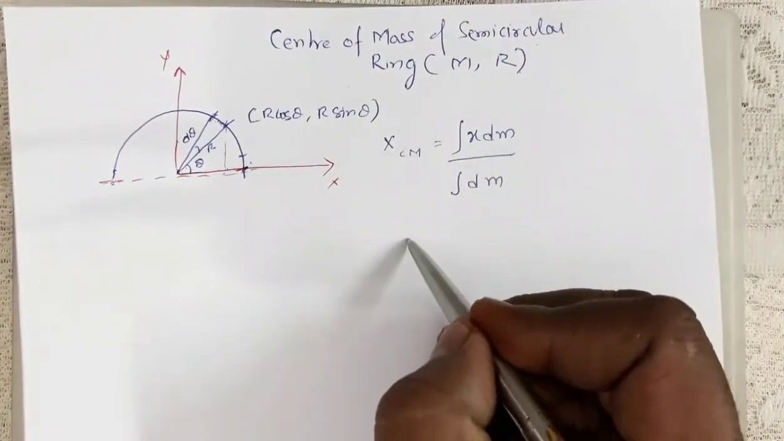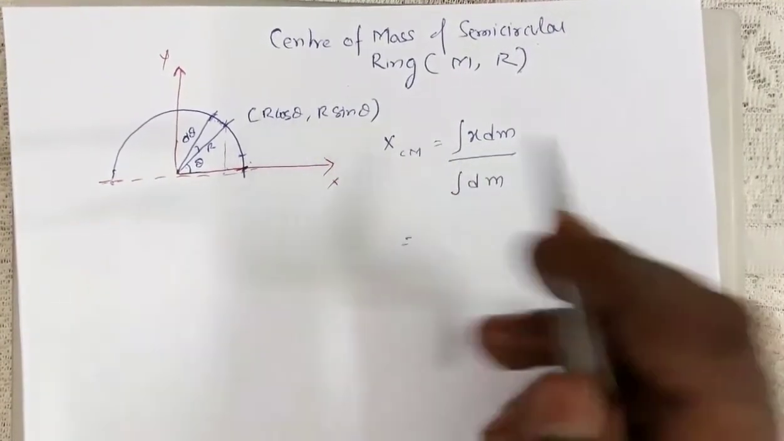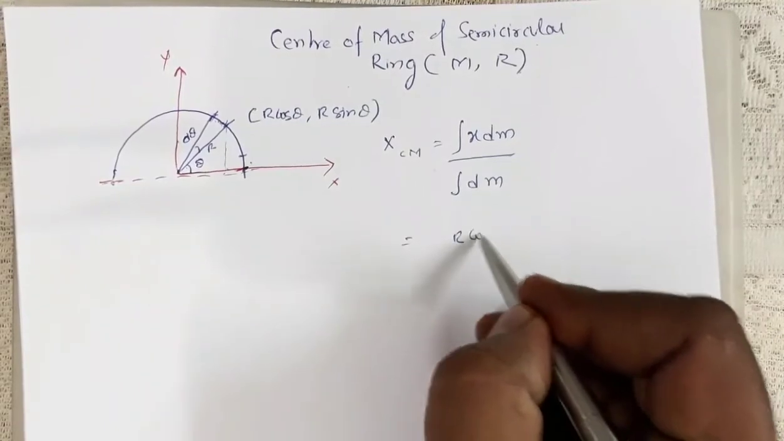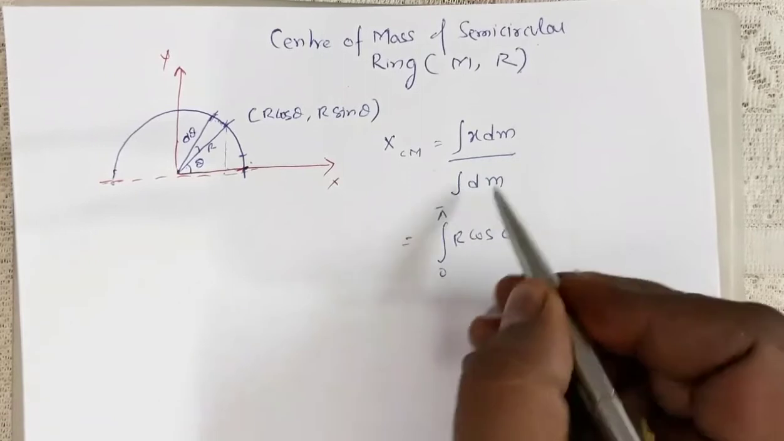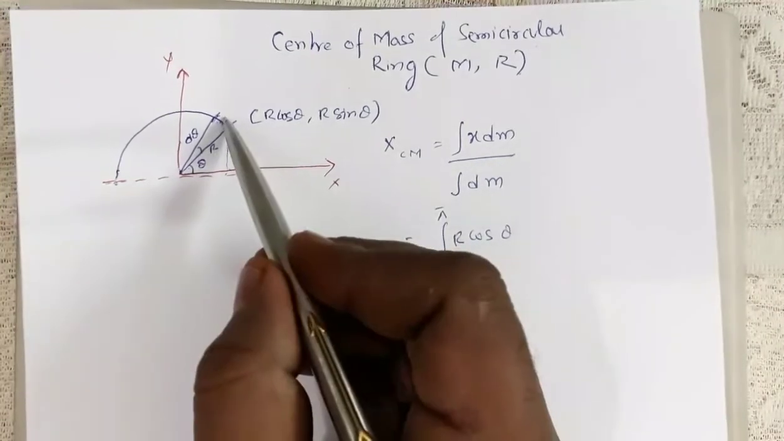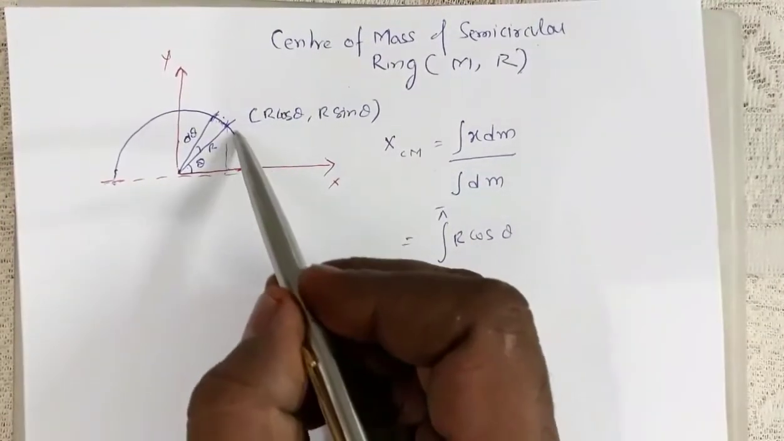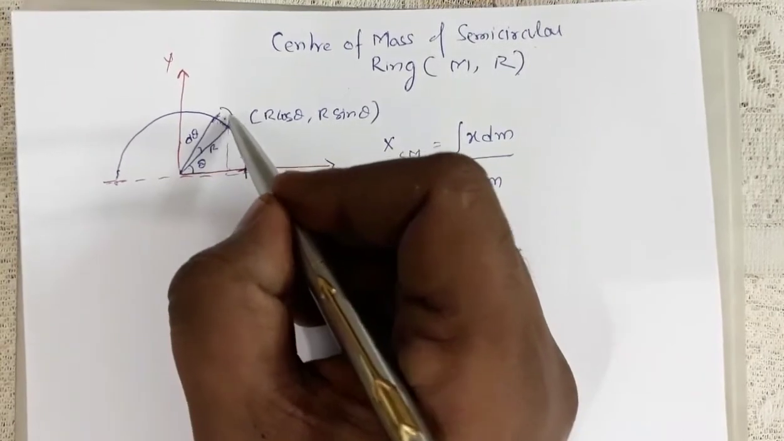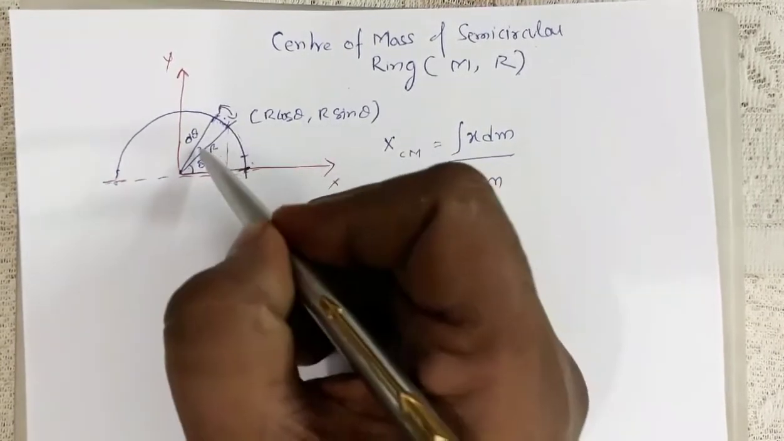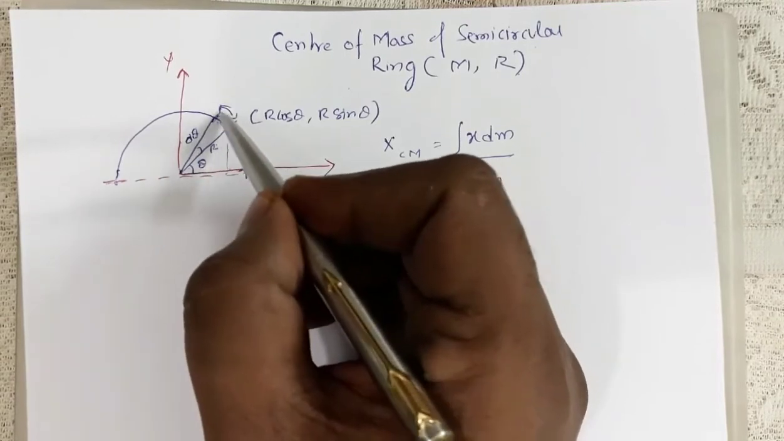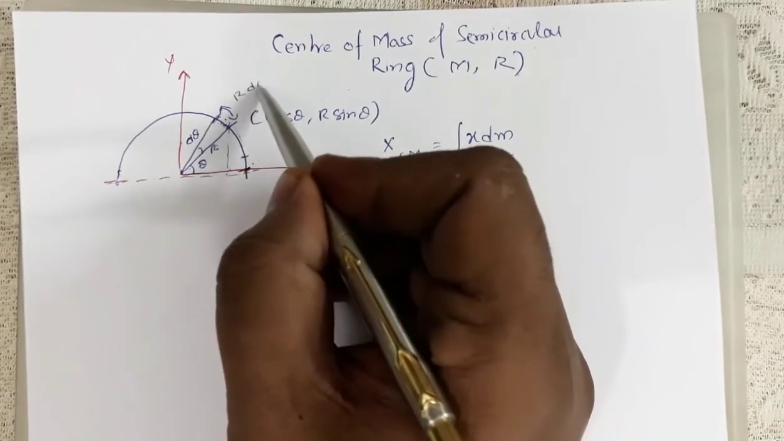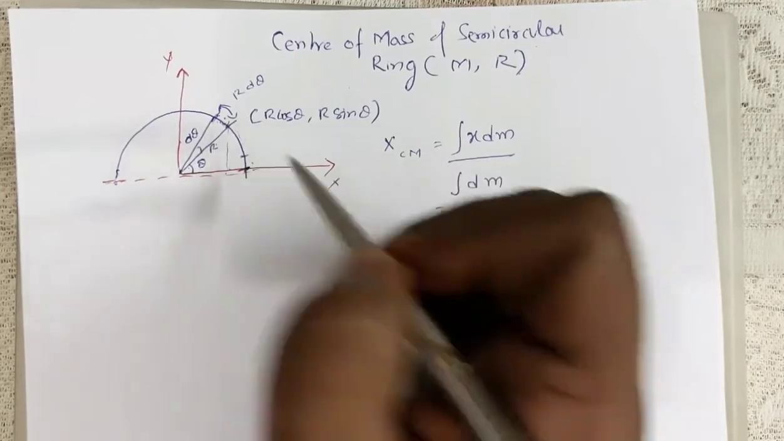So this thing can be written as x coordinate is r cos theta, limit 0 to pi. Now what is dm? dm is the mass of this element. What is the length of this element? This radius is r, this angle is theta, so this arc length will be r d theta. So r d theta is the length of this element.